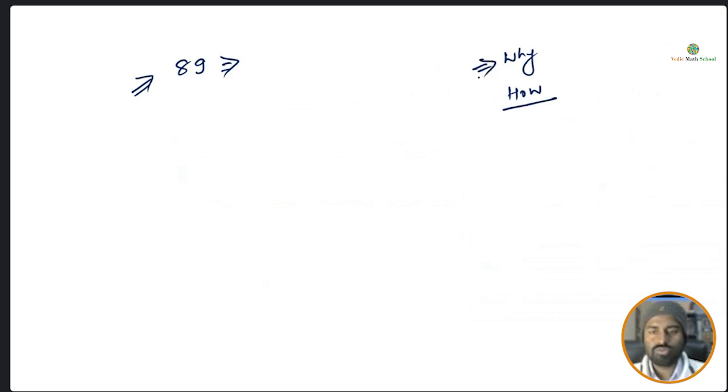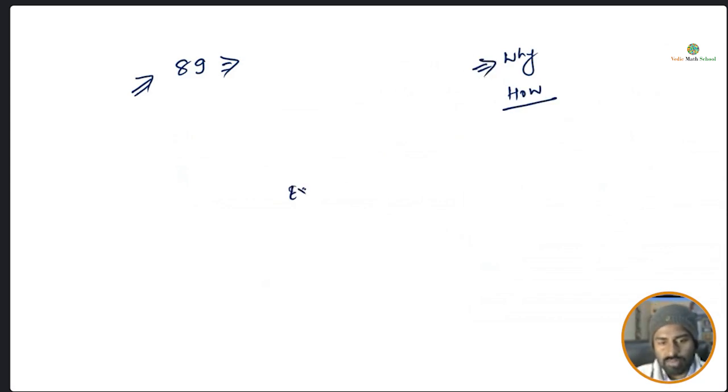Suppose there is a number 89. Now we have to write this number in bar number format. This is the natural number, and we are going to write it as a bar number. So how to write it, and why should we write it? We are going to cover two things: why and how. First we will cover why.